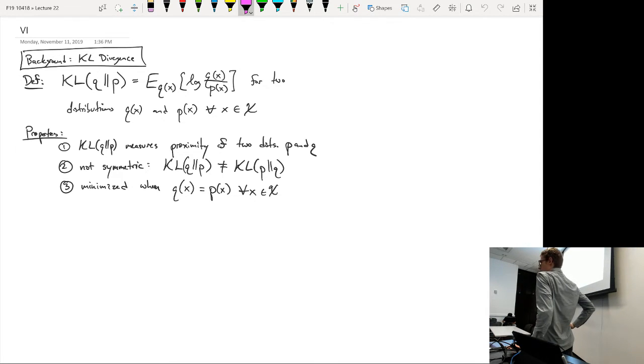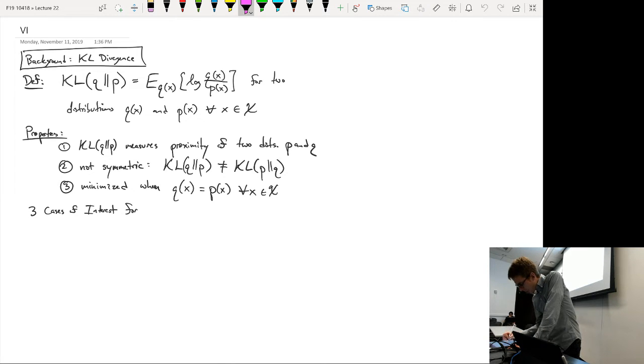So if the two distributions are equal, that's the minimum of the KL divergence. Okay, so what we're going to do in variational inference is try to find a Q of z that best approximates P of z given x according to KL divergence. So what we care about is, let's say, 3 cases of interest for minimization of KL.